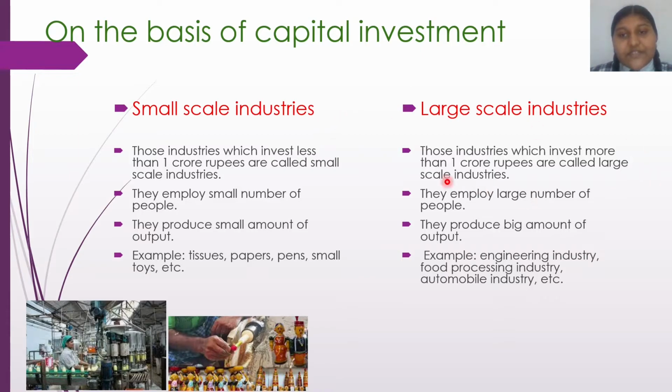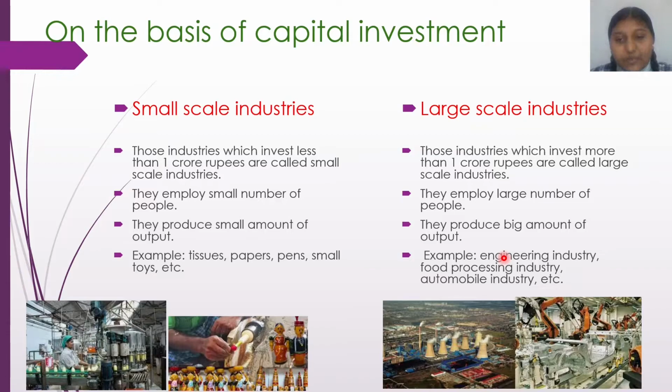Large scale industries, those industries which invest more than 1 crore rupees are called large scale industries. They employ a large number of people. They produce a big amount of output. Example: engineering industry, food processing industry, automobile industry, and etc.